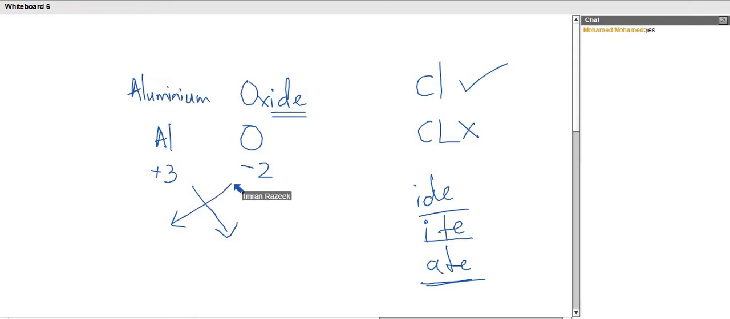So we combine. What you do is you cross the valency. Valency of aluminium goes to oxygen, and valency of oxygen goes to aluminium, right? So you get the answer as Al2O3. So aluminium oxide will be Al2O3, right?